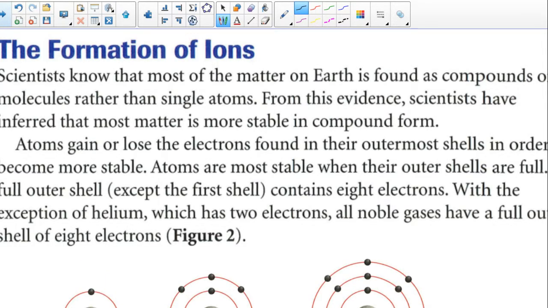Now, ions are special types of atoms such that their electric charge is not balanced. So, because it's not balanced, we're going to get these things called ions. So we're going to have either an excess amount of electrons or an excess amount of protons, and that will give us our plus or minus charge that's associated with the item.